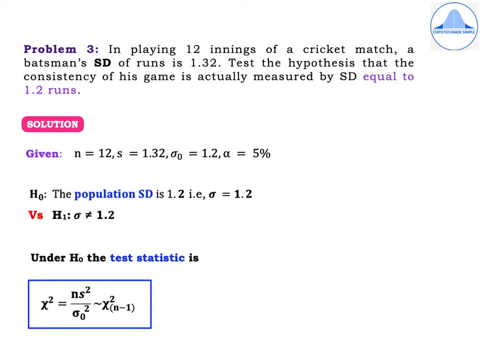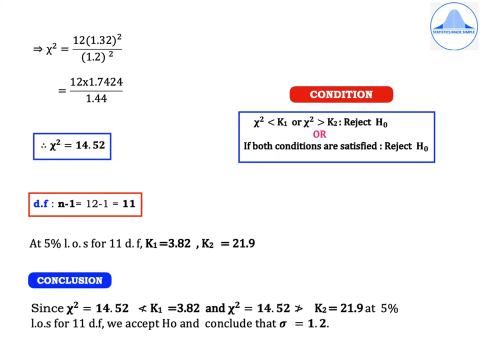Under H naught the test statistic is chi-square equal to n s square by sigma naught square, which follows chi-square with n minus 1 degrees of freedom. We substitute the values in chi-square. We get chi-square equal to 12 into 1.32 square divided by 1.2 square, which is equal to 12 into 1.7424 divided by 1.44, or chi-square is equal to 14.52.